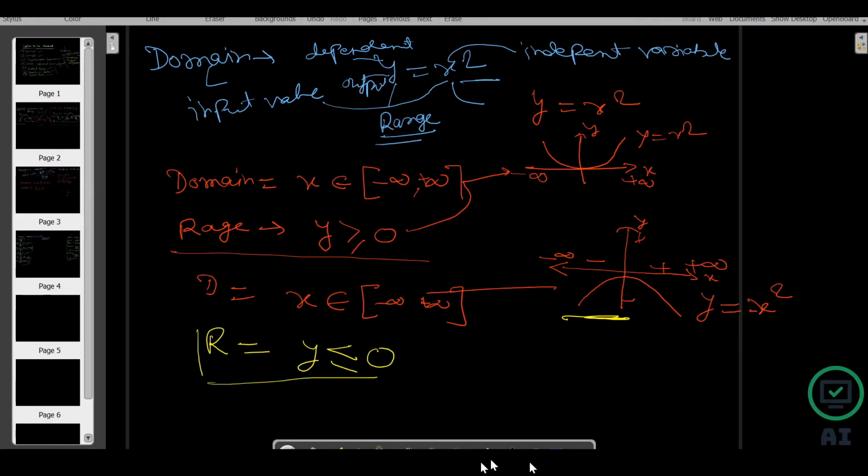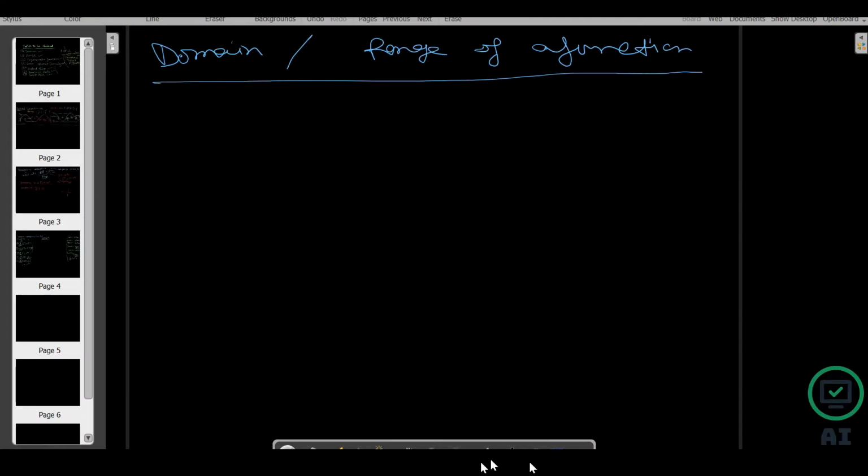Let's take a couple of examples to understand more. Can you tell me what is the range of this particular function? If you have understood what the domain and range of a function are and how to calculate them, you can tell for this one. So take some time and think about that.